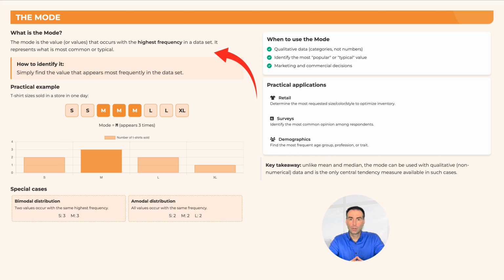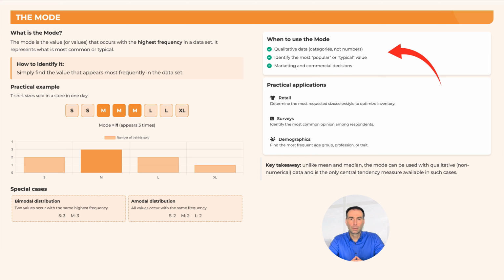Now let's talk about the mode. The mode is the value that occurs most frequently in a data set. It's very easy to find. Just look for the value that repeats the most. Here's an example. Imagine a clothing store. It sold 2 size small, 3 size medium, 2 size large, and 1 size XL. The most sold size is medium.